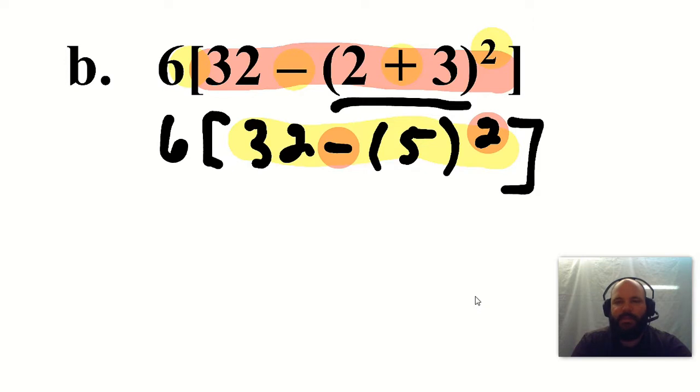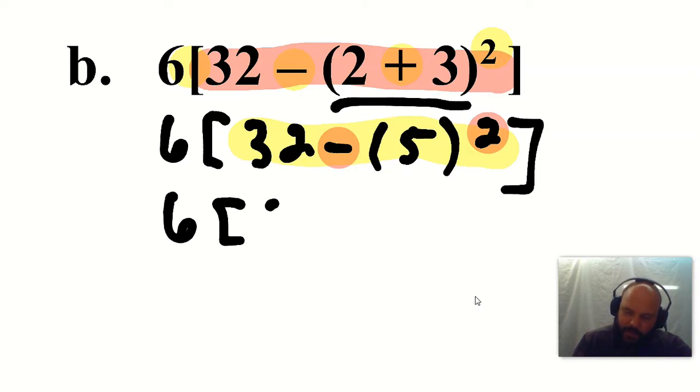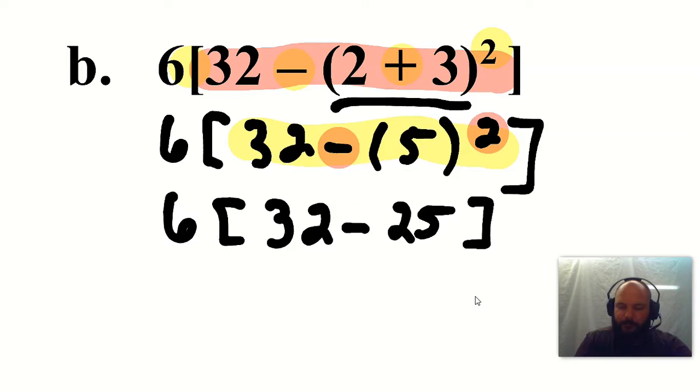Clearly, the exponent's next, parentheses and then exponents in PEMDAS. So we are going to square 5. Please keep in mind when you square a number, it does not mean 5 times 2. It means 5 times itself twice. So 5 times 5 is 25. We're going to leave it like that. All right, we're getting there.